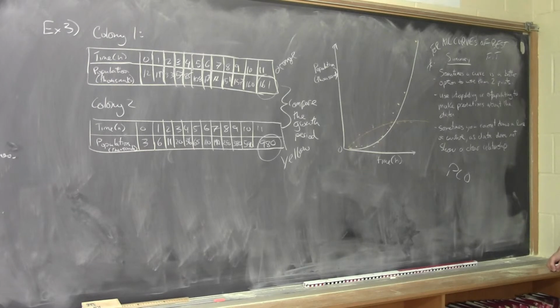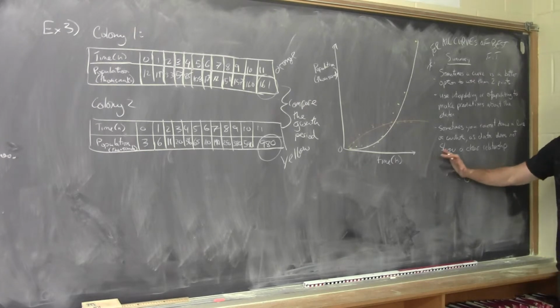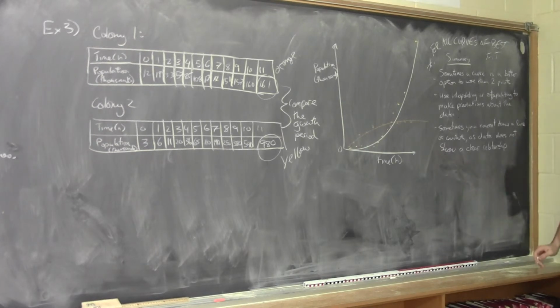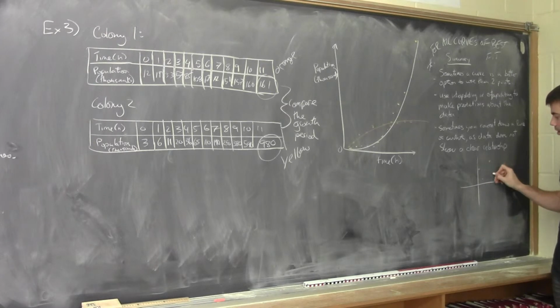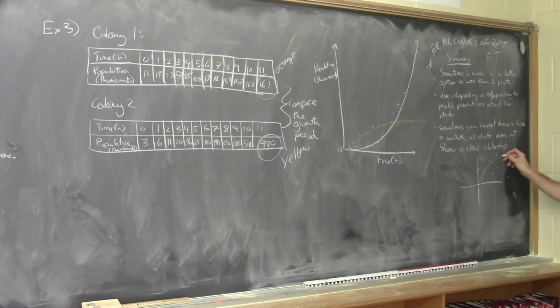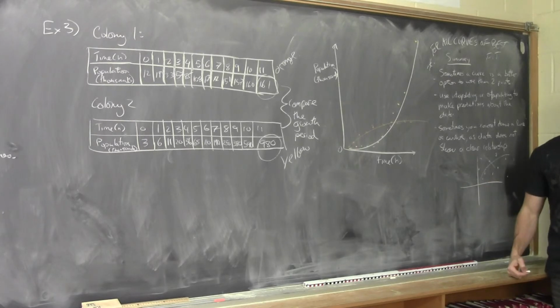And finally, sometimes you cannot draw a line or curve as data does not show a clear relationship. So I haven't shown that example in today's lesson, but we have talked about it several times before. Remember, if you have data that looks something like this, you can't draw any conclusions. You can't draw a curve, you cannot draw a line, because data is all over the place. If that's the case, then you can't show a relationship. You can't make any predictions based on them.